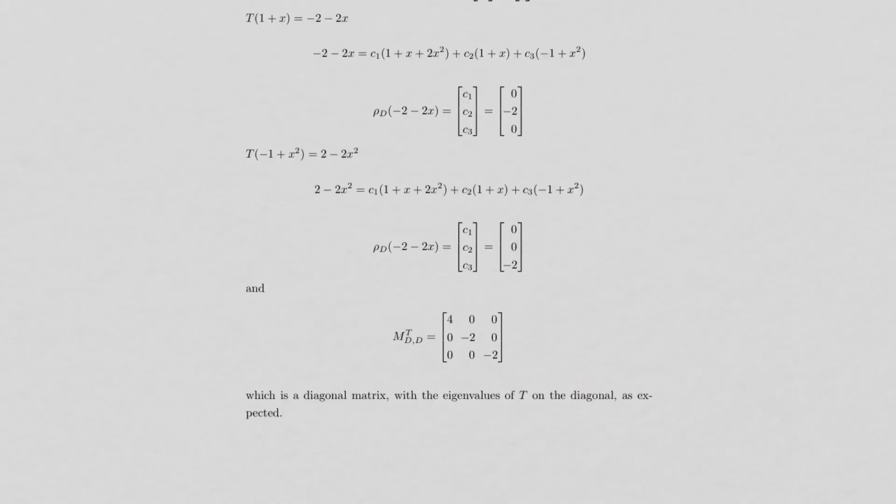Same thing here. Lastly, for 2 minus 2x squared, I want to set that equal to a linear combination of the basis vectors. And again, if I notice that 2 minus 2x squared is just minus 2 times this polynomial, c3 can be minus 2, c1 and c2 are 0, and here's the coordinate vector for this polynomial relative to B. I put those into a matrix, and what do you know? Here's the matrix for T relative to B, which by definition is just the 3 coordinate vectors that we found in a matrix, and I get a diagonal matrix.